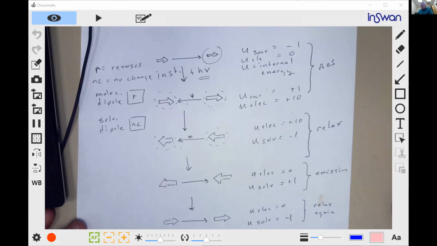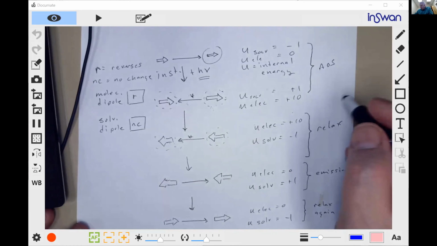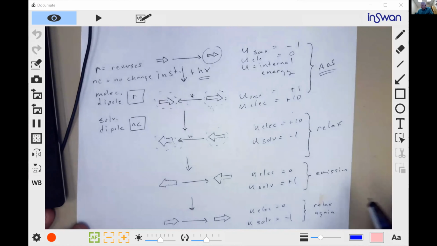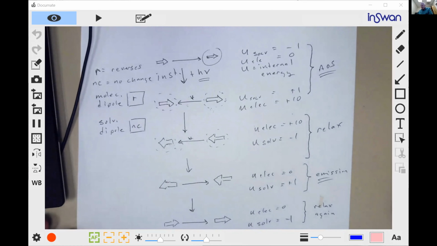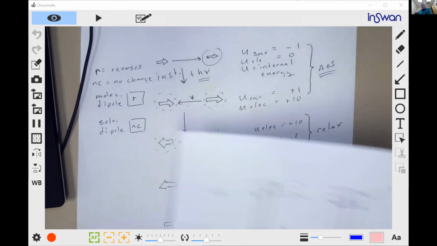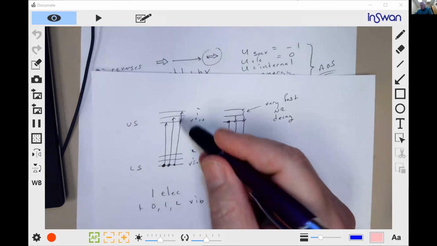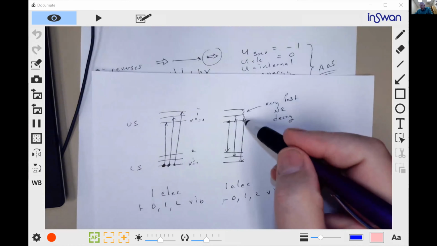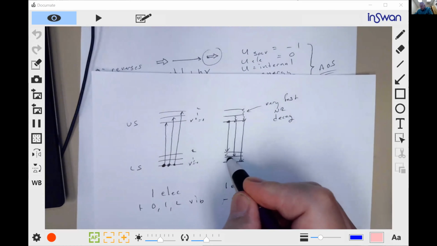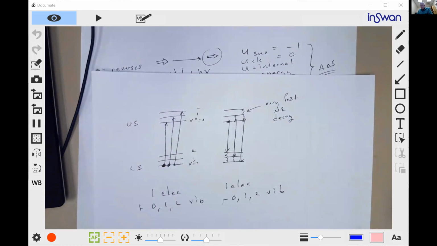So here, this is a photonic event. This is a photonic event. It absorbs, relaxes, emits, and relaxes. So you can see that in one of two ways. You can see that either just like this, or you can see it like this. Absorb, relax, emit, and relax.